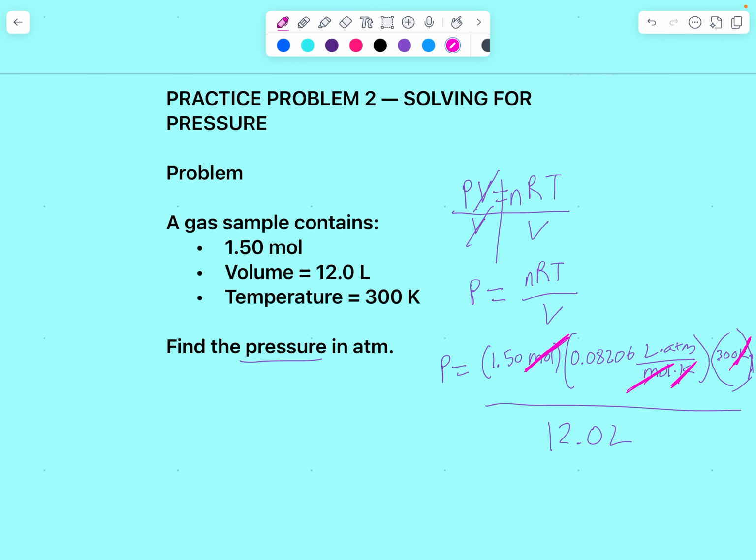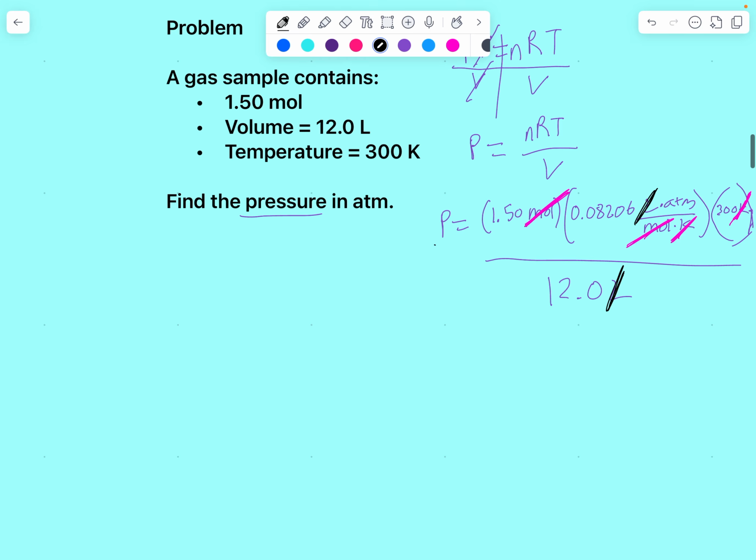Okay, I got liters up here, I got liters down there. I know I did it right. Pressure is with atm. That is the unit. So I did set it up correctly.